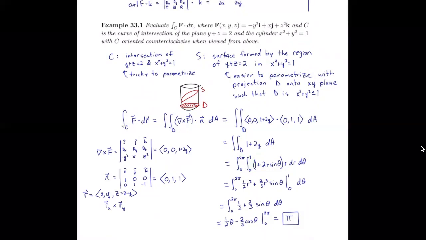Once we've integrated all these terms, we end up with an answer of pi. This is a straightforward integration, first with respect to r, applying the limits of integration, then with respect to theta, and the result is pi.